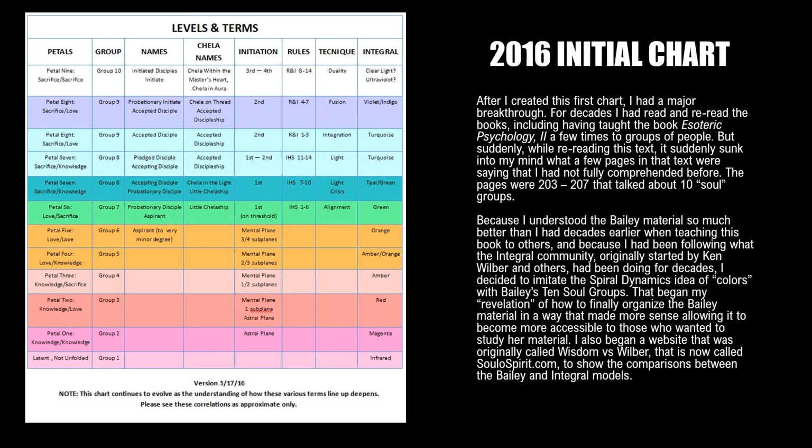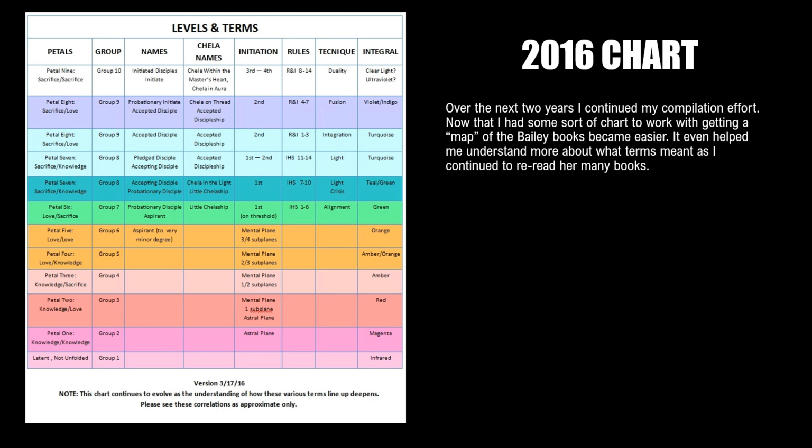I also began a website that was originally called Wisdom versus Wilbur in 2016 that is now called soul2spirit.com to show the comparisons between the Bailey and integral model. Over the next 2 years, from 2016 to 2018, I continued my compilation effort. Now that I had some sort of chart to work with, getting a map of the Bailey books became easier. It even helped me understand more about what terms meant as I continued to reread her many books.